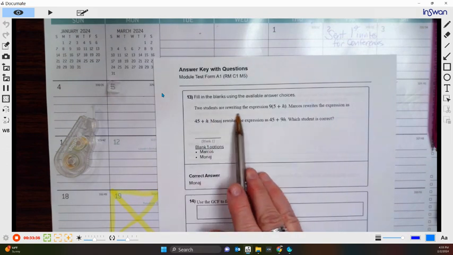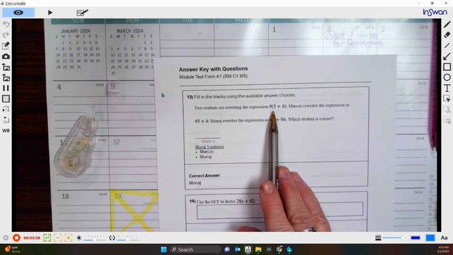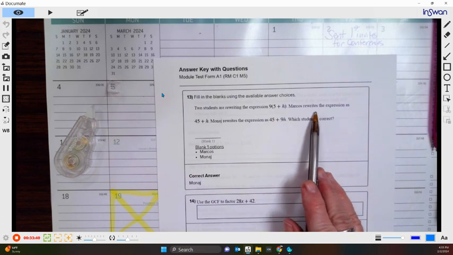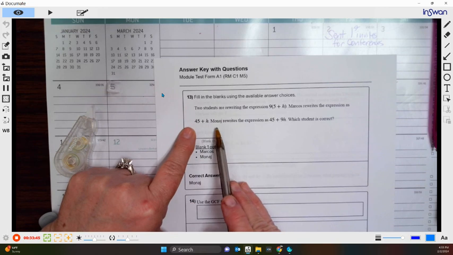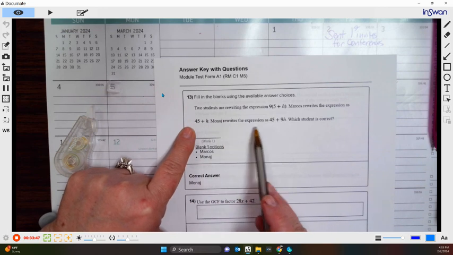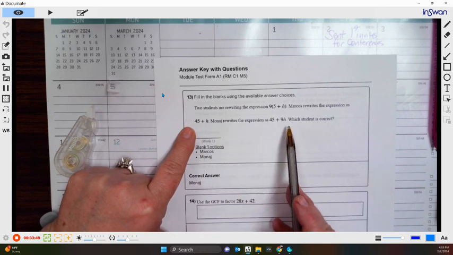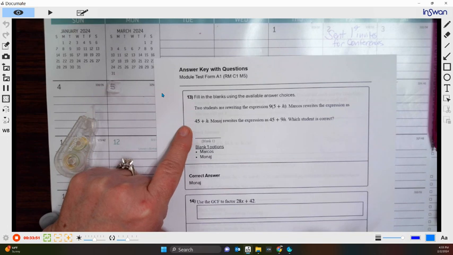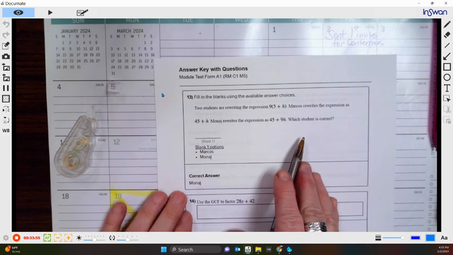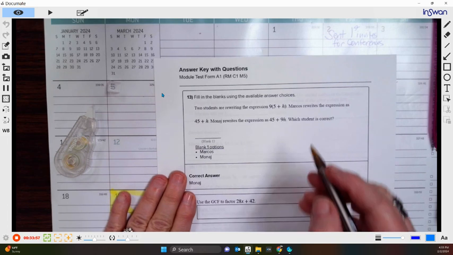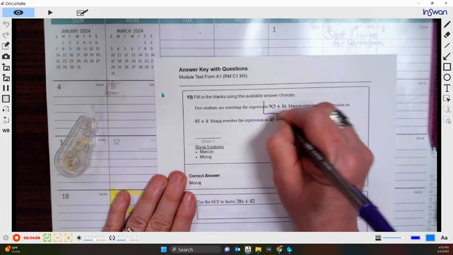All right, the next question, it says fill in the blanks using the available answer choices. 2 students are rewriting the expression 9 times the quantity of 5 plus h. Marcos writes the expression as 45 plus h. Monaj writes the expression as 45 plus 9h. Which student is correct? Okay, well, let's look at this. But first we have to distribute it.